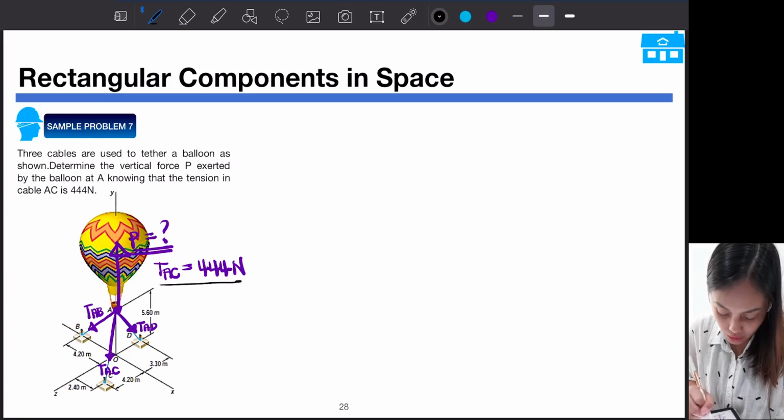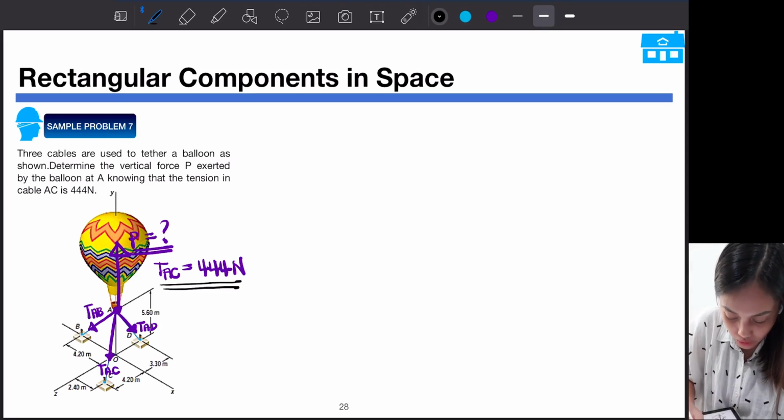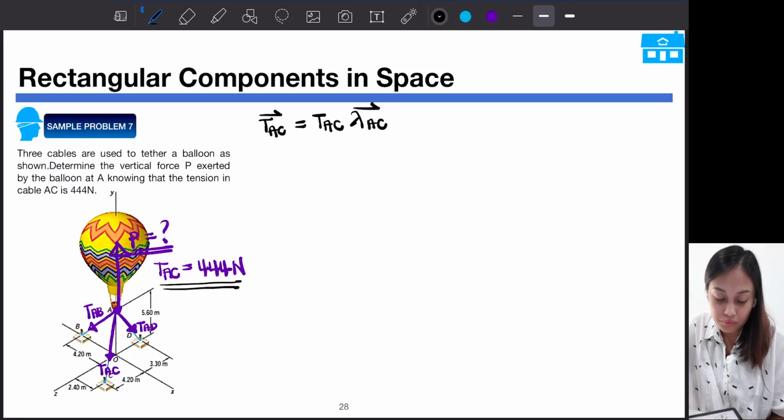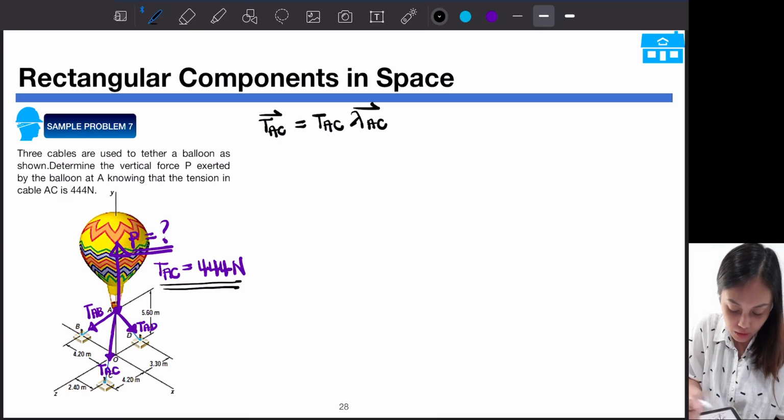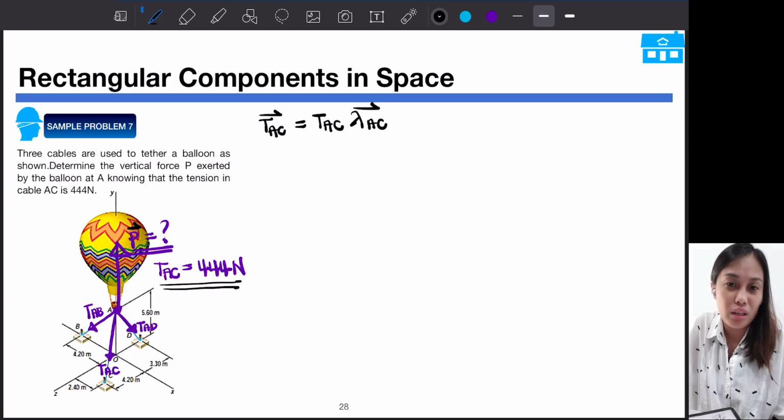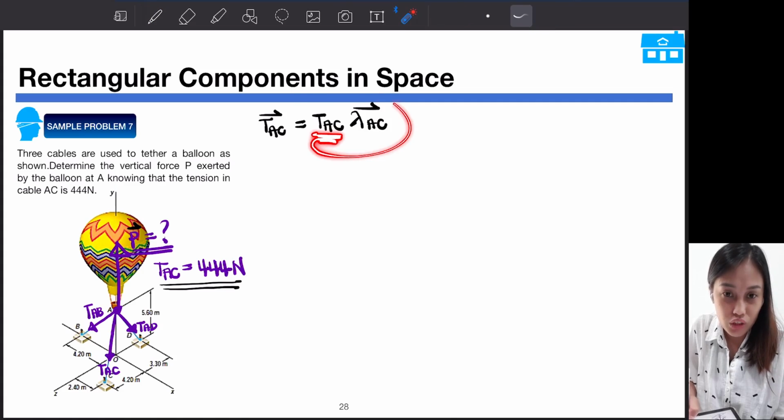Okay, naa tay given nga scalar value sa TAC. So, ang iyahang vector force TAC is equal to its scalar value times lambda AC. Hindi na ito pwede gamitin ang P diretso because ang atong ginapangita is ang vector P, pero wala tayo given nga scalar value. So, dili na siya masolve diretso.